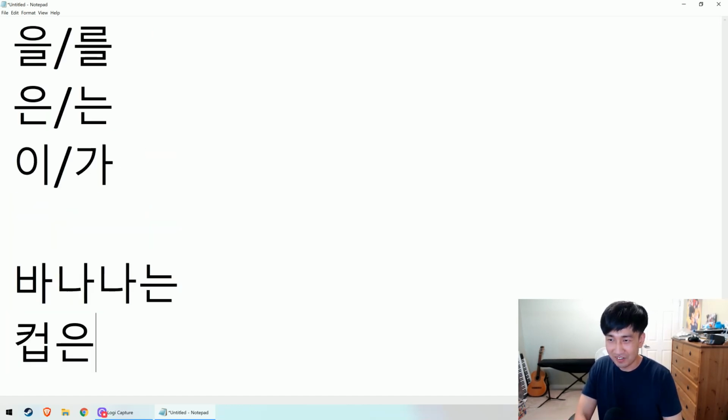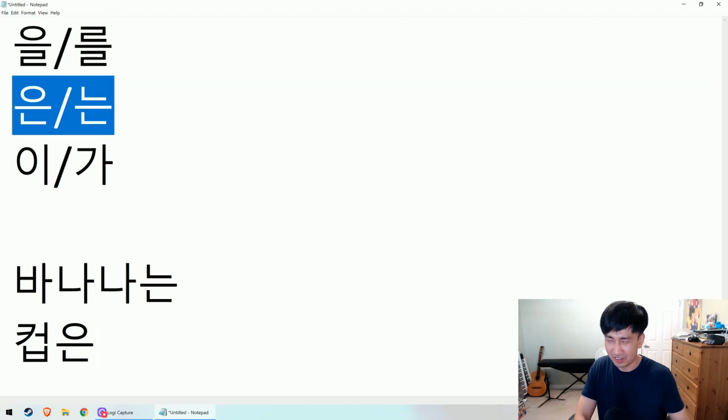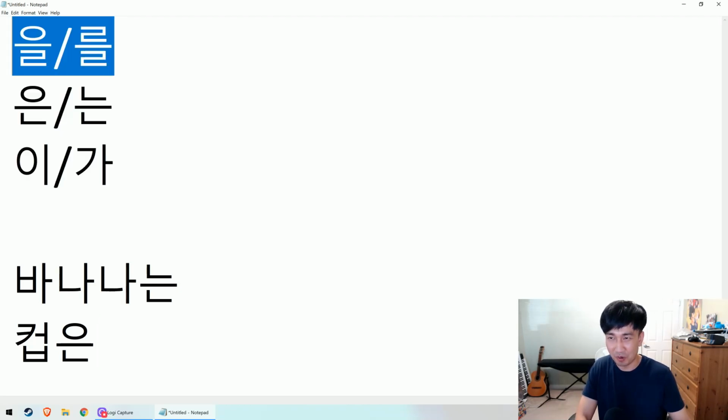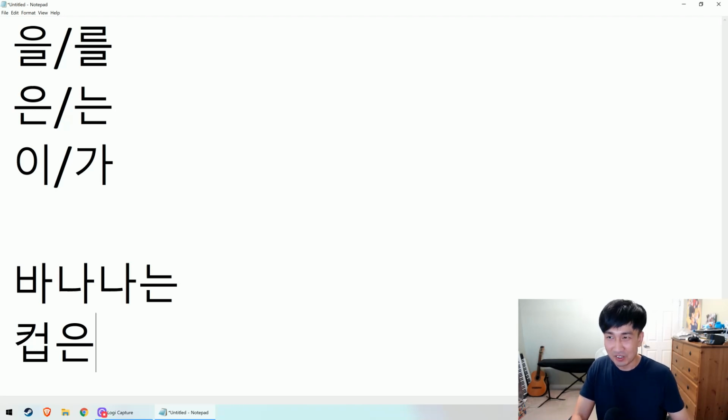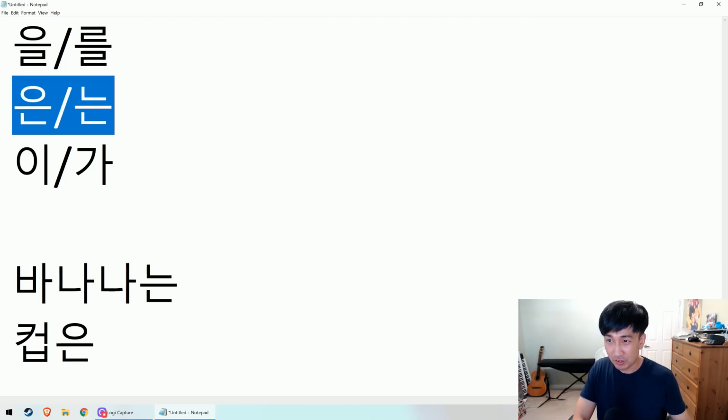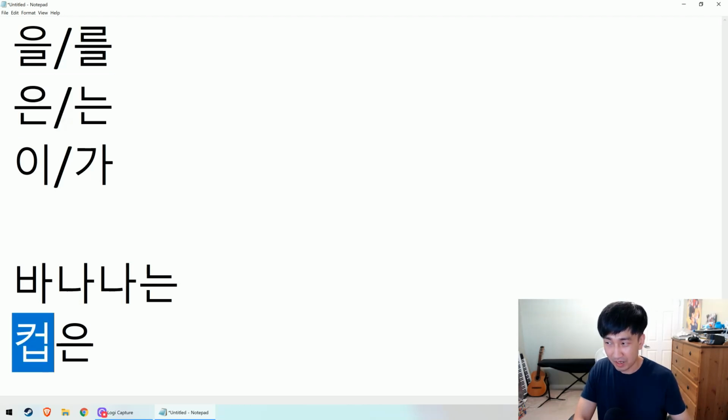Now, how do you know which one to use? A lot of times there are two versions of the particles. It's very simple, guys. You see the ones with the circle on top, right? Un has a circle. All the ones with the circle are the Batchim version. So look at the word cup. I would use the one with the circle because cup has a Batchim, a character underneath. So anytime you see a Batchim, you use the circle version.